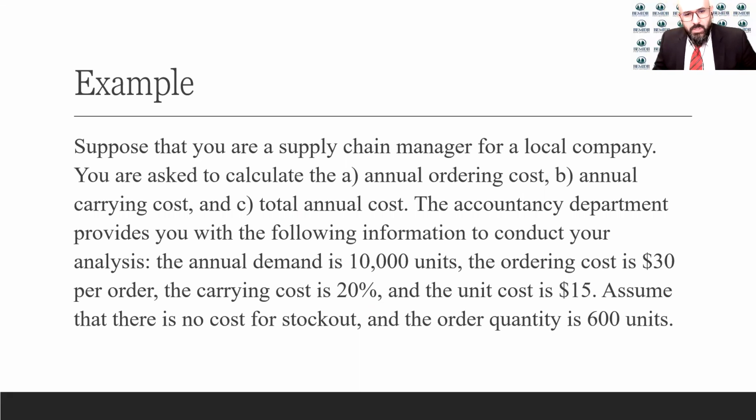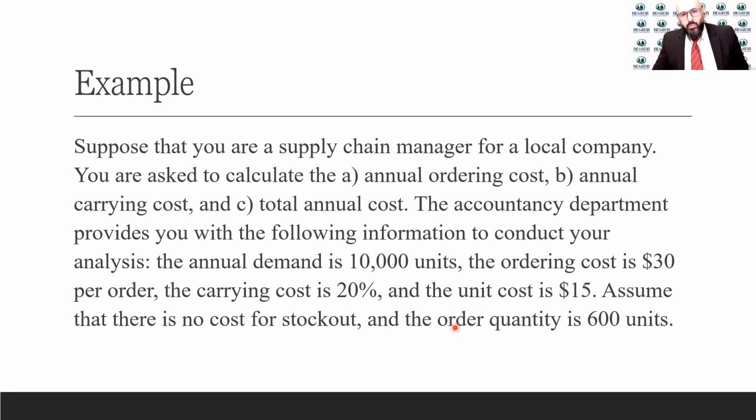So suppose that you are a supply chain manager for a local company. You are asked to calculate the annual ordering cost, the annual carrying cost, and the total annual cost. The accountancy department provides you with the following information. The annual demand is 10,000 units. Ordering cost is $30 per order. Carrying cost is 20%, and unit cost is $15. Assume that there is no cost for stock out, and the order quantity is 600 units.